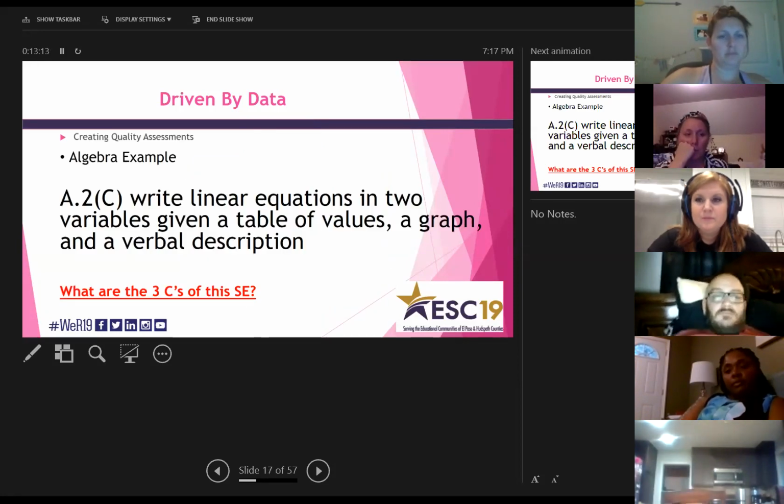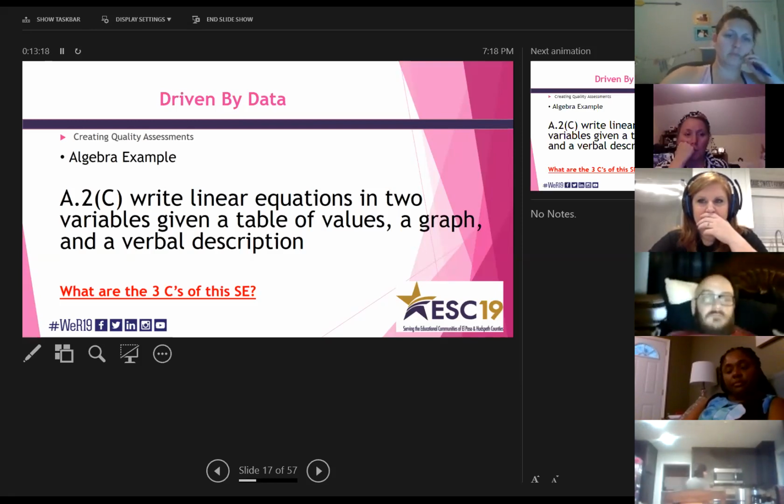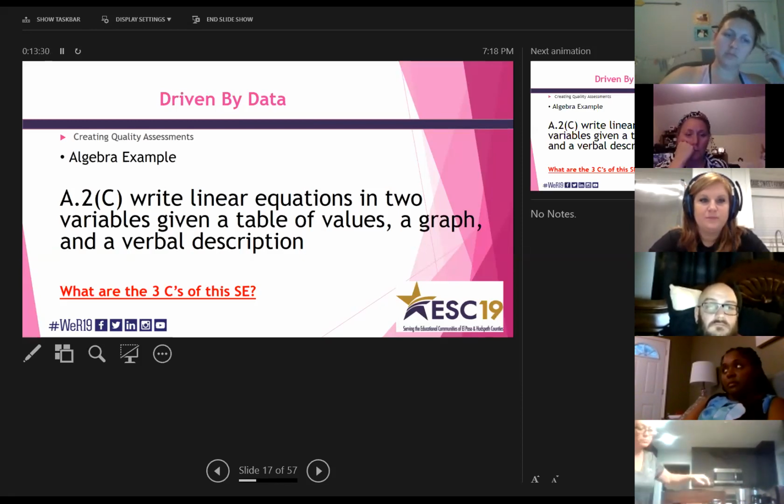So we've talked a lot about how do you break apart or unpack a standard. So this is a student expectation for algebra that says write linear equations in two variables given a table of values, a graph, and a verbal description. So if we were to unpack this, what's our verb? Somebody shout it out.